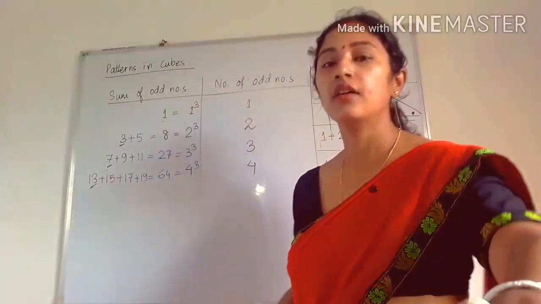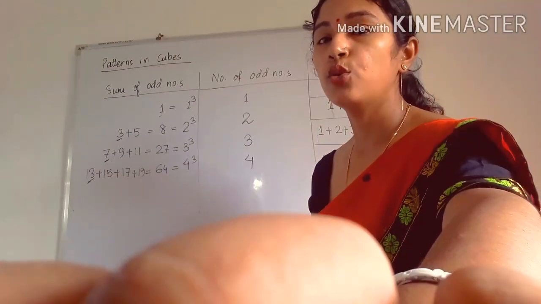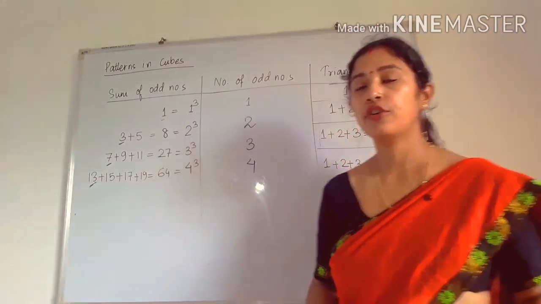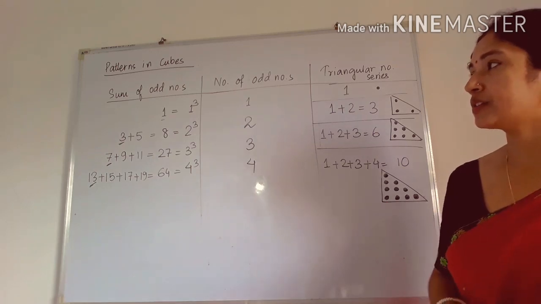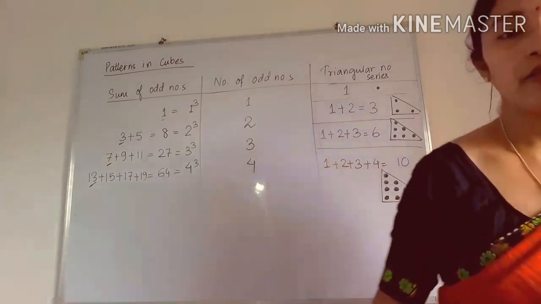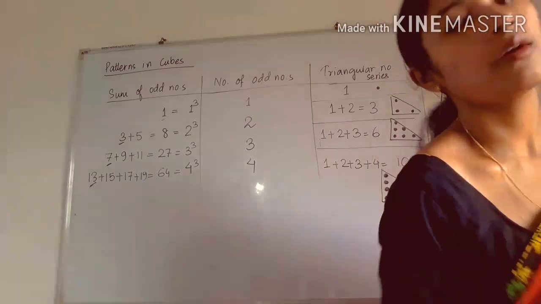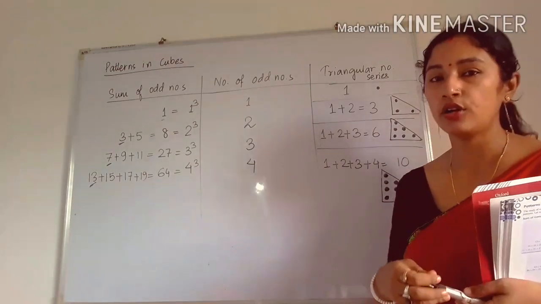So next is the pattern in cubes. See, there are 2 patterns. The first pattern, I have written as a table. See, in the first column I have written sum of odd numbers, and I have not written anything else, just sum of odd numbers. That means I am adding odd numbers.